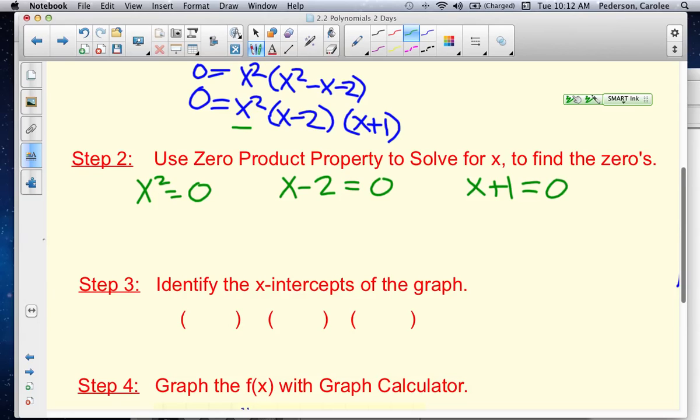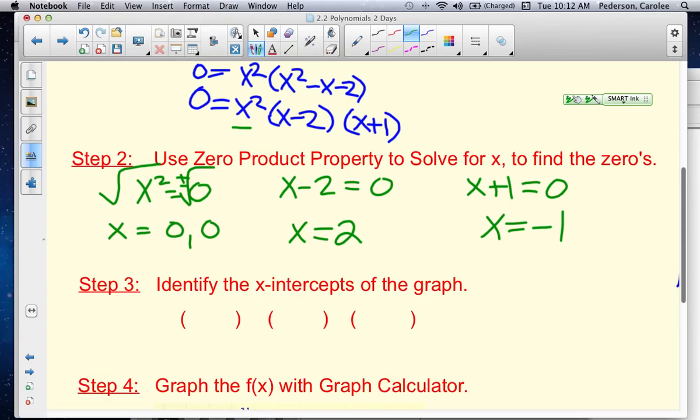So how do you solve the first equation? Square root it. So when we square root that, plus or minus, well, the square root of 0 is still 0. So x equals 0. I want you to put a 0, 0 there for today. Tomorrow I'm going to talk about what that 0, 0 does for the graph. It's called a repeated 0. But for today, just write 0, 0. Then, how do you solve the next one? Add 2. So x equals 2. And then the last one, subtract 1.